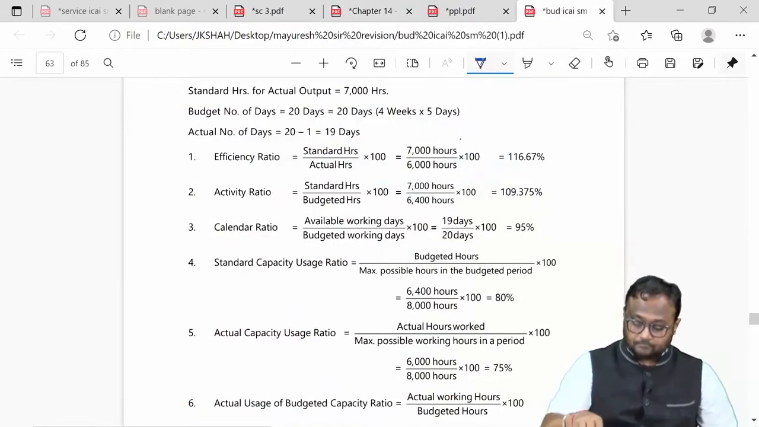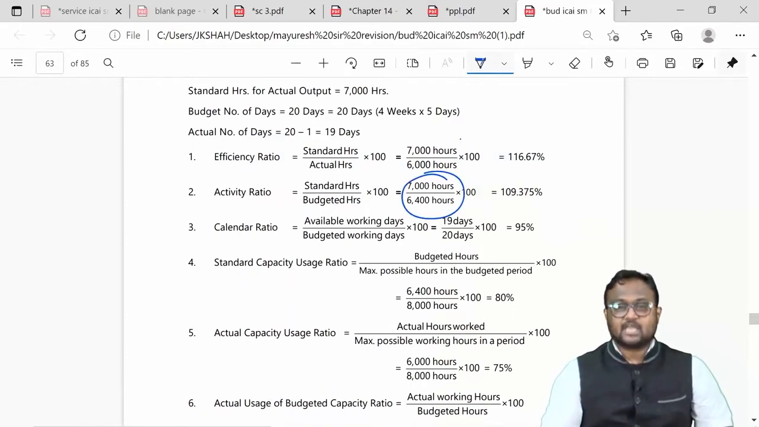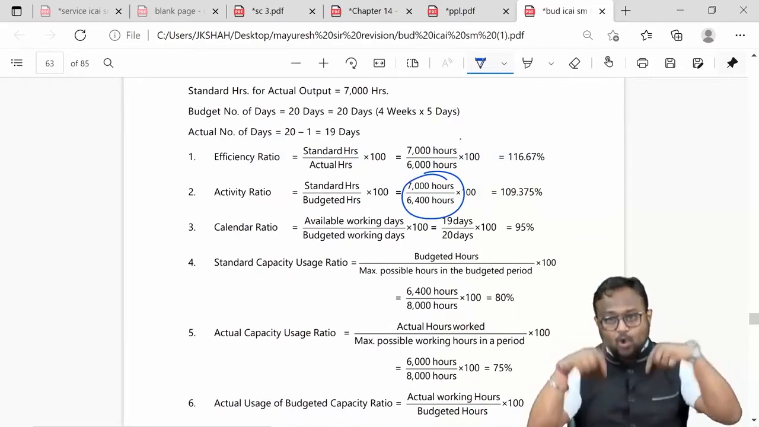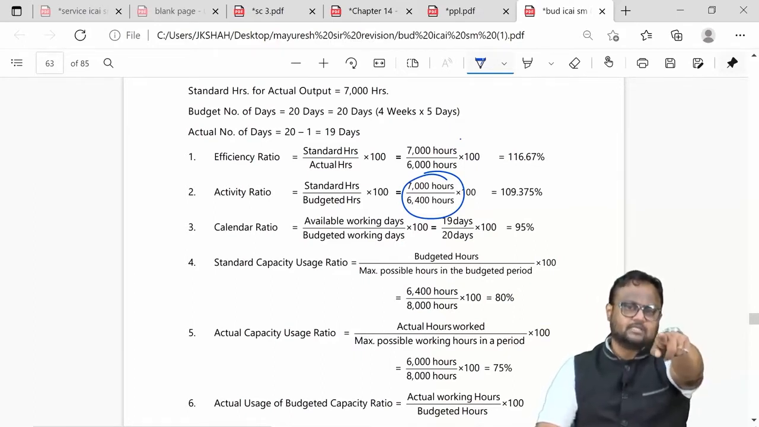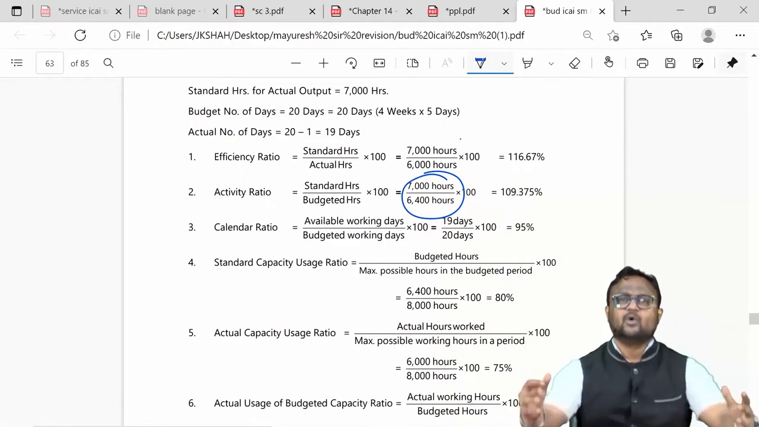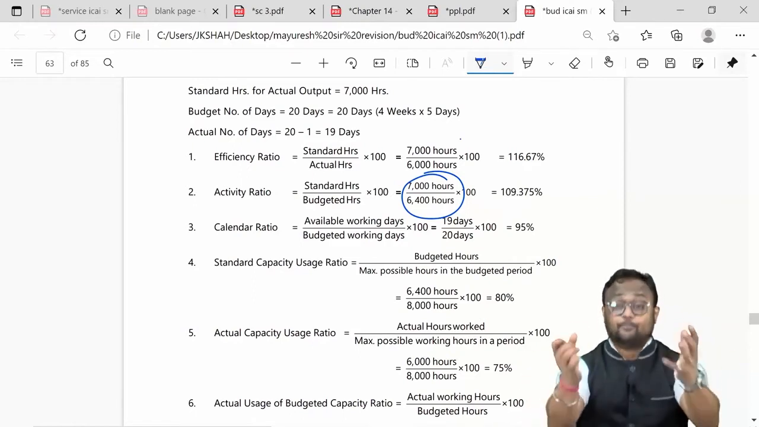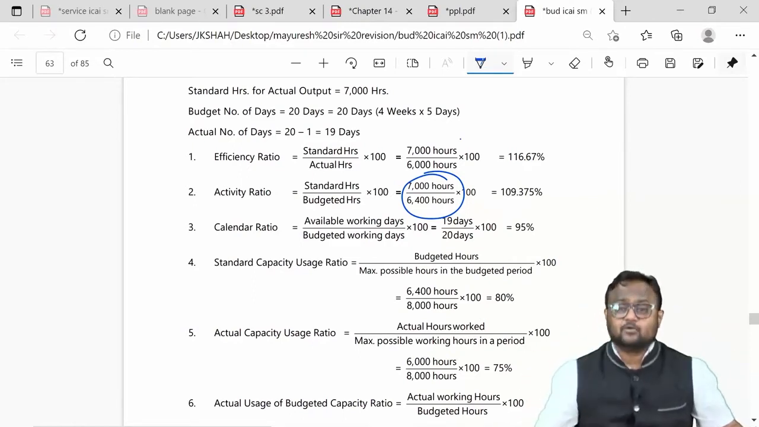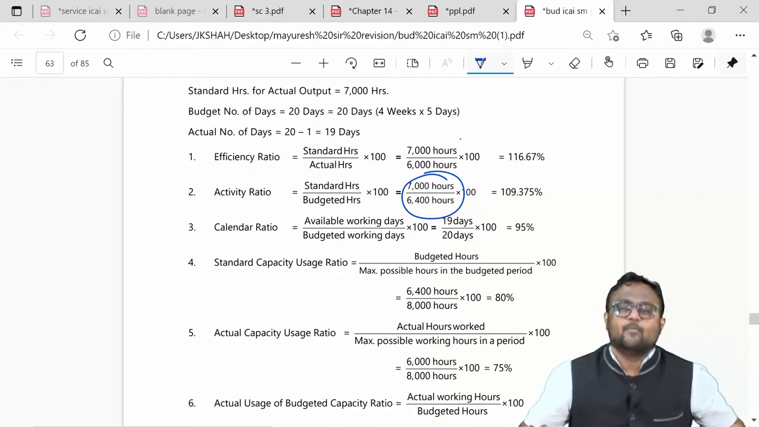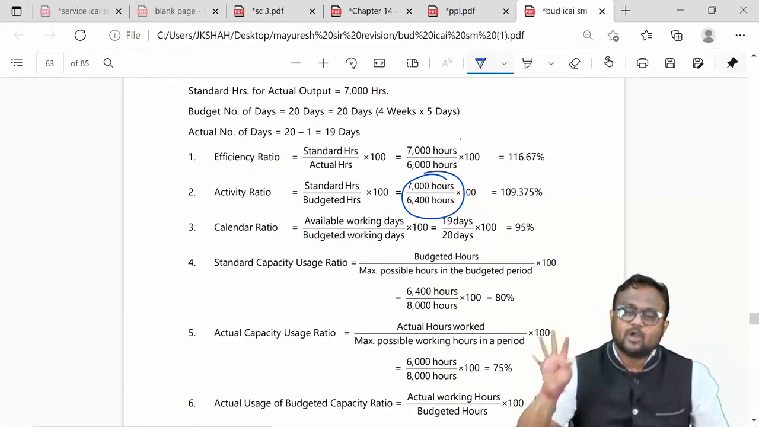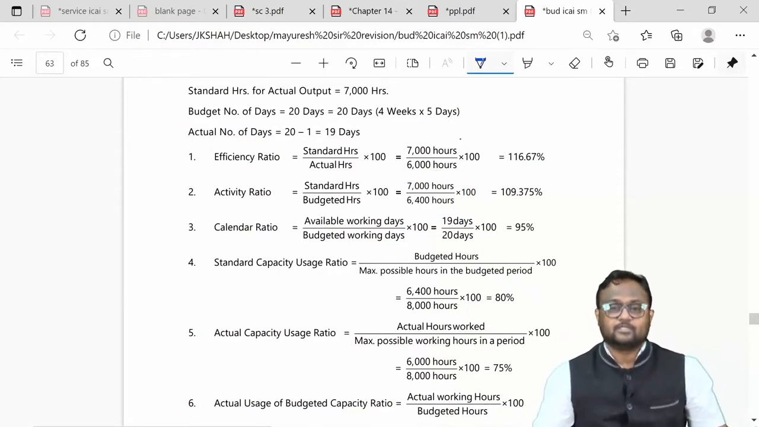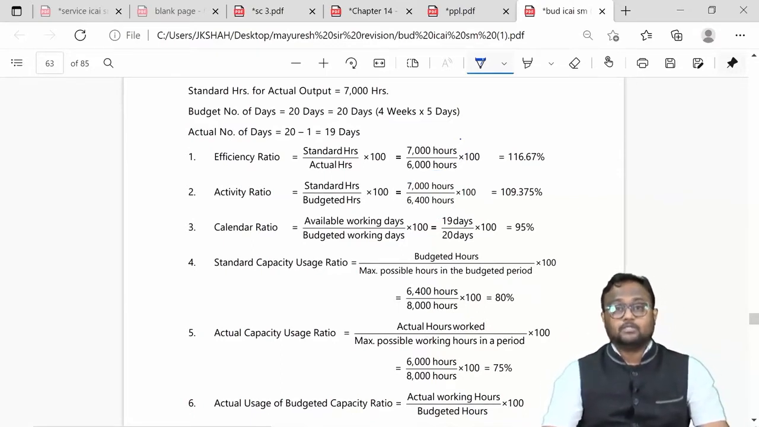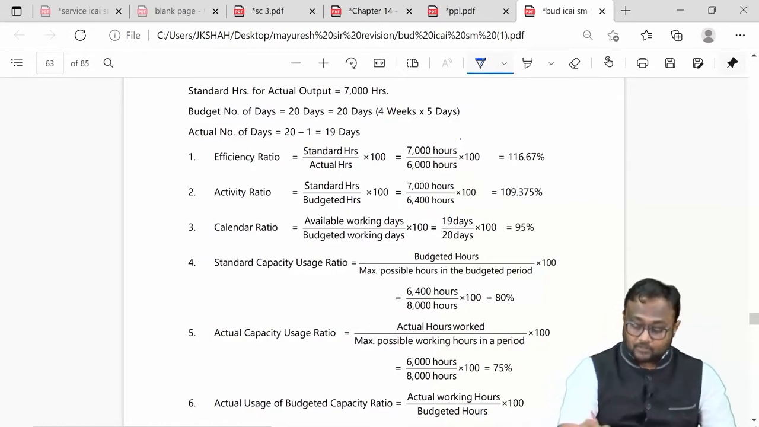Listen. You have a staff which can work for 6,400 hours. Still you have accepted work of 7,000 hours. They said standard hours are 7,000. That means you have accepted work which was supposed to be completed in 7,000 hours, whereas you max to max can work for 6,400 hours because you have only 40 employees. So you are working at 109.375% of your budgeted level. So that was your activity.